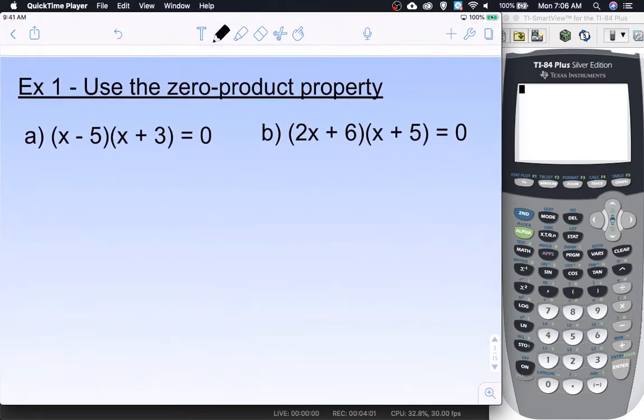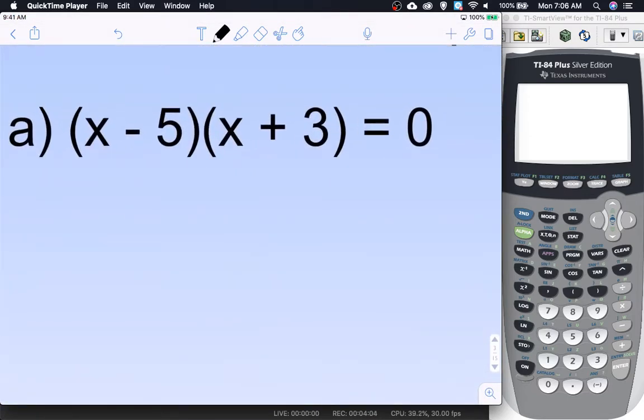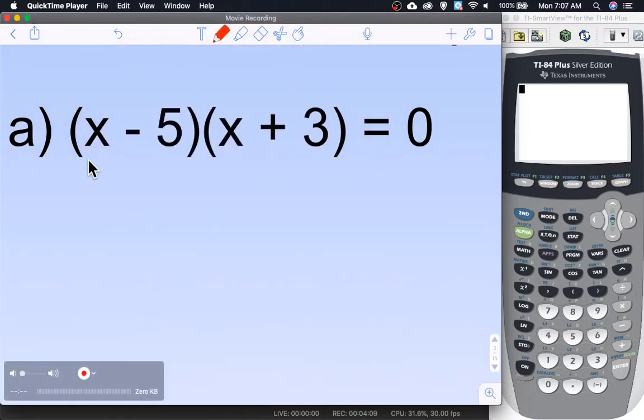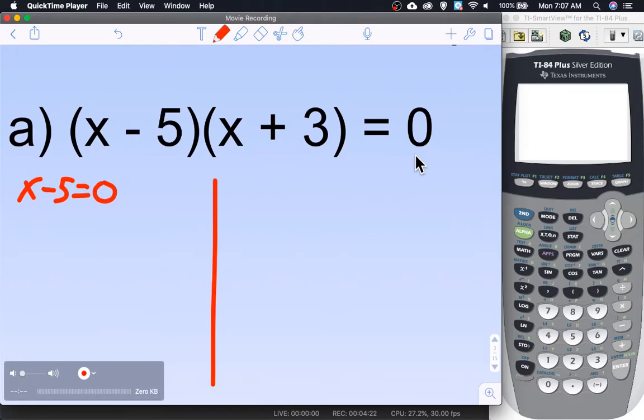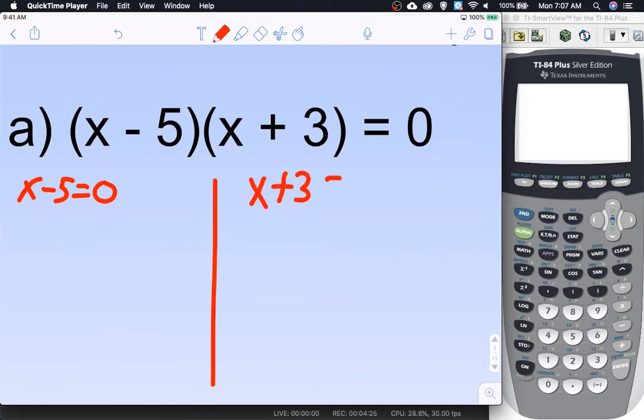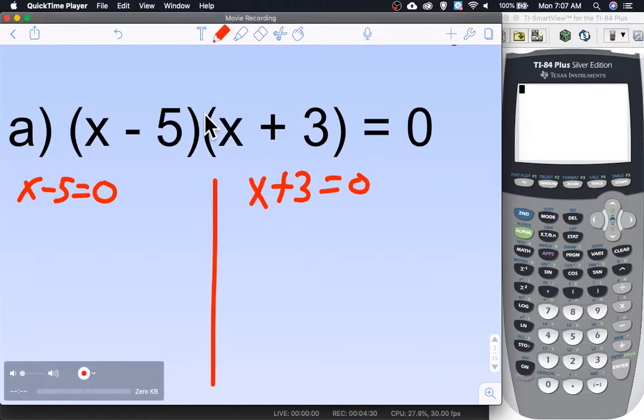Now, how does that work in a problem like this? Well, it works out fairly easily. Again, if this piece here times this piece here equals 0, then we can say, okay, fine, x minus 5 equals 0, or x plus 3 equals 0. Look what we have. We've now broken down this problem into 2 smaller, simpler equations that we can solve.